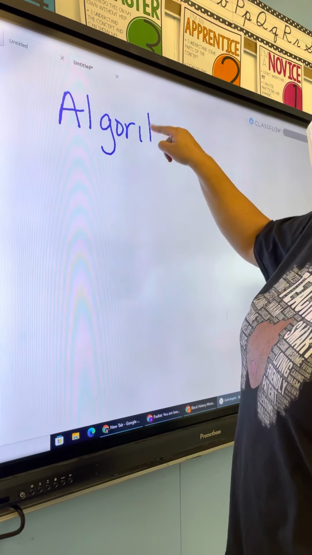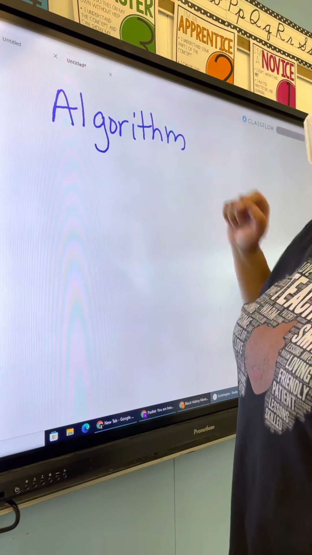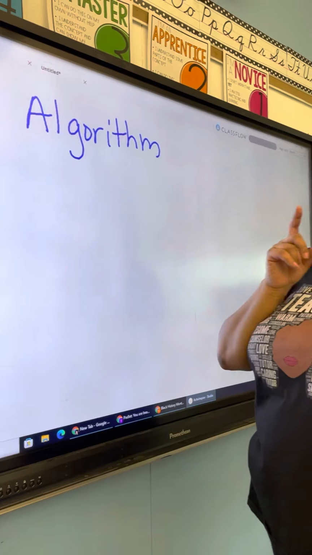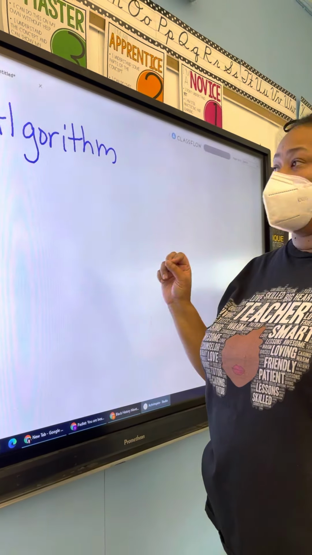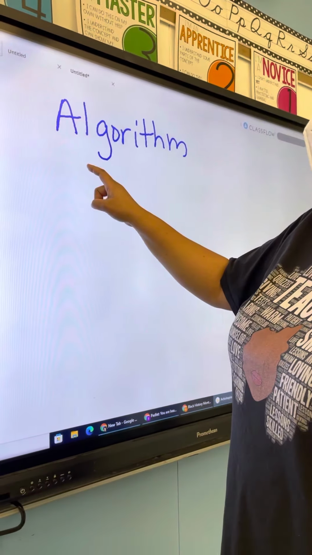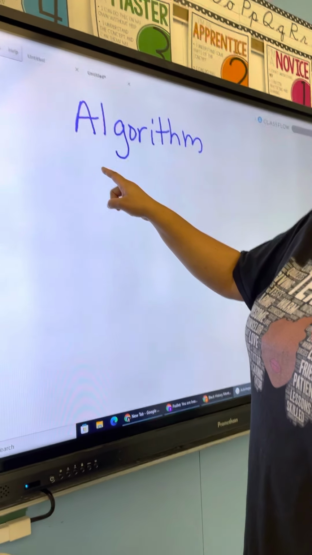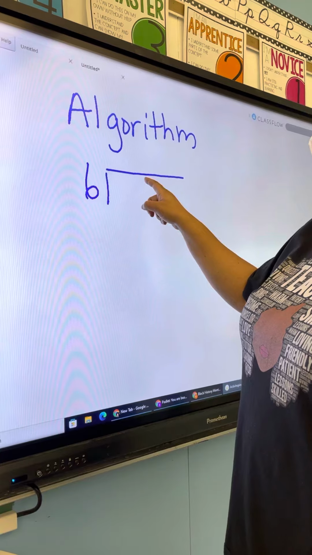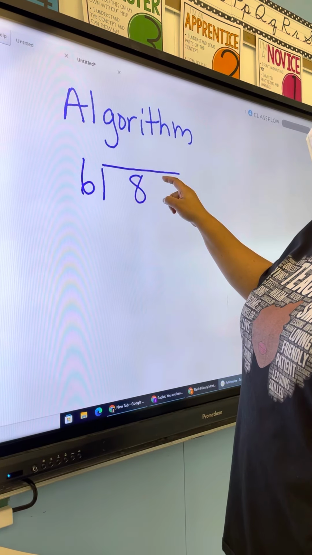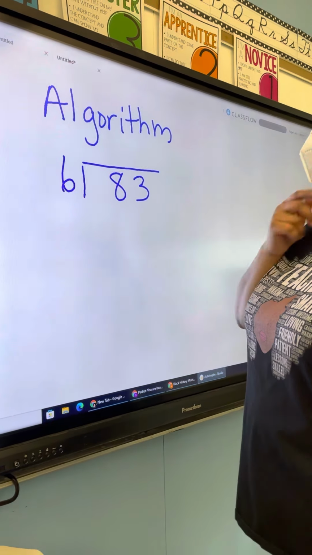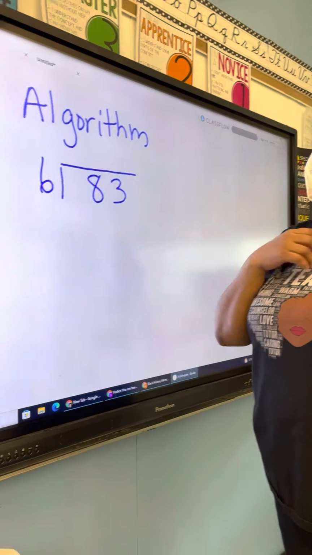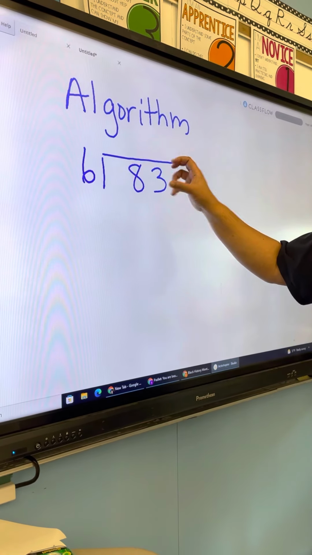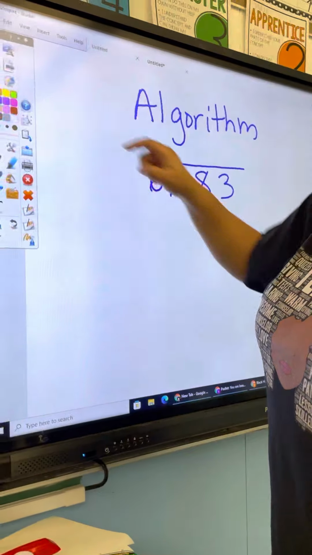On using the algorithm to divide. I'm going to use an example with a single digit divisor, and then I'm going to do it again with a double digit divisor. So let's say you have 6 divided into 83. Okay, so I'm dividing this big number, 83, and I'm going to write this down too.